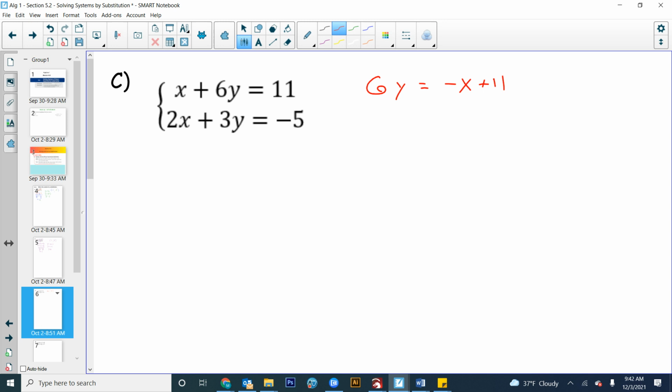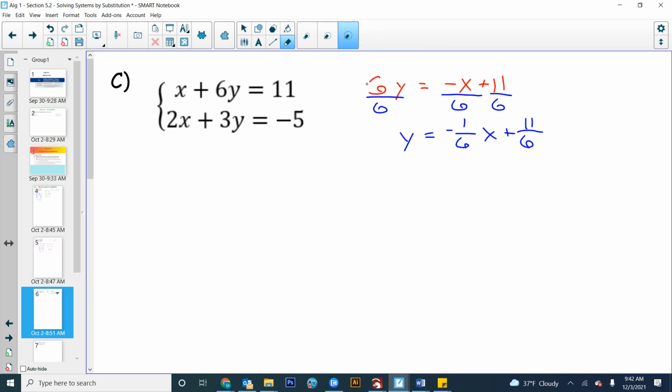All right. Now, what I said was we would divide by 6. You'd have to divide by 6, and you'd get y equals negative 1/6 x plus 11 sixths. And that's nasty. I would not continue on that path.